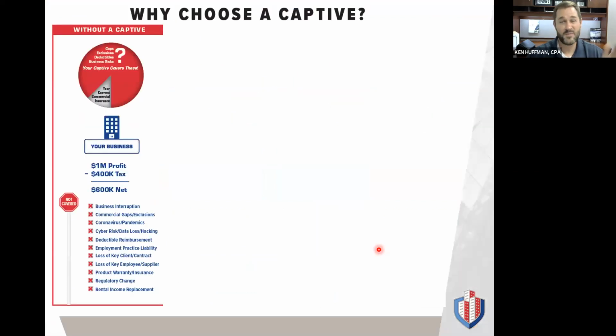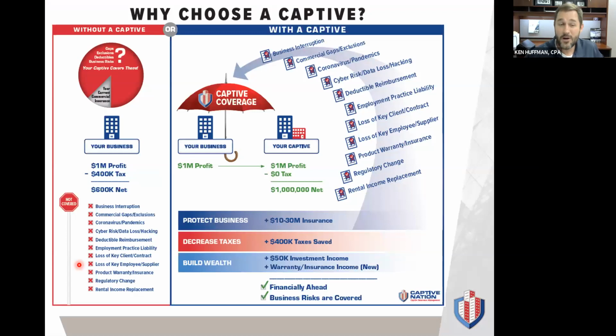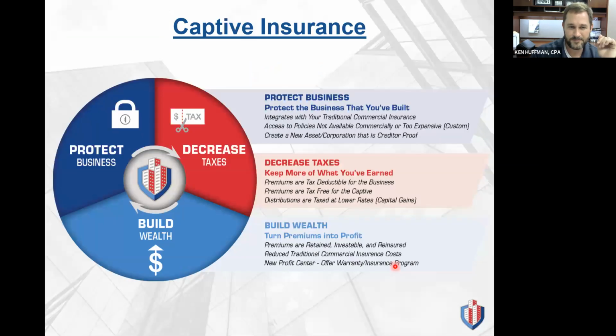Why choose a captive? Remember this graph up here? You have a lot of things that you're probably self-insuring on, just hoping nothing happens, right? Well, why hope? You might as well ensure that that doesn't happen, because there's a lot of things you're not covered for. But if you have a captive insurance company, you are covered for that. Your business has all this captive coverage: business interruption, commercial gaps and exclusions, coronavirus, the list goes on. So I'm protecting my business, I'm decreasing taxes, and I'm building the wealth of the business owner. That's what a captive insurance company does.